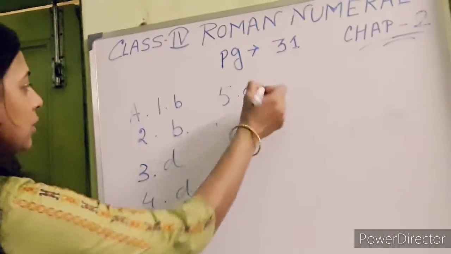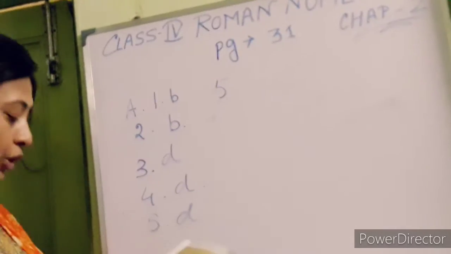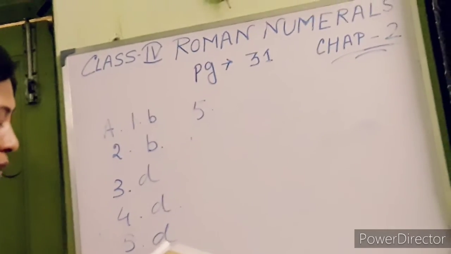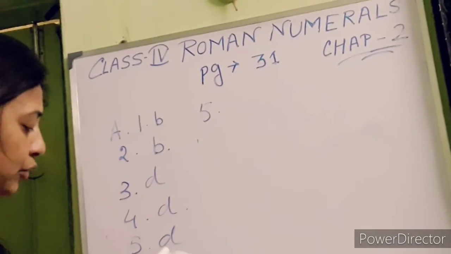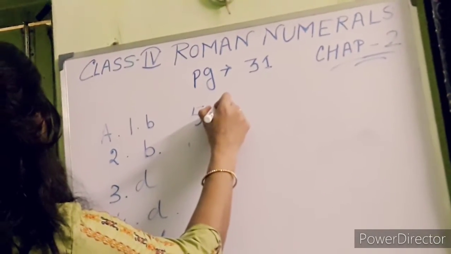Page number 31. Question number 5. Which of the following are meaningless? 5A is also correct, because this one is 8, so this one is correct. B, you cannot write III before 5. So this one is meaningless.